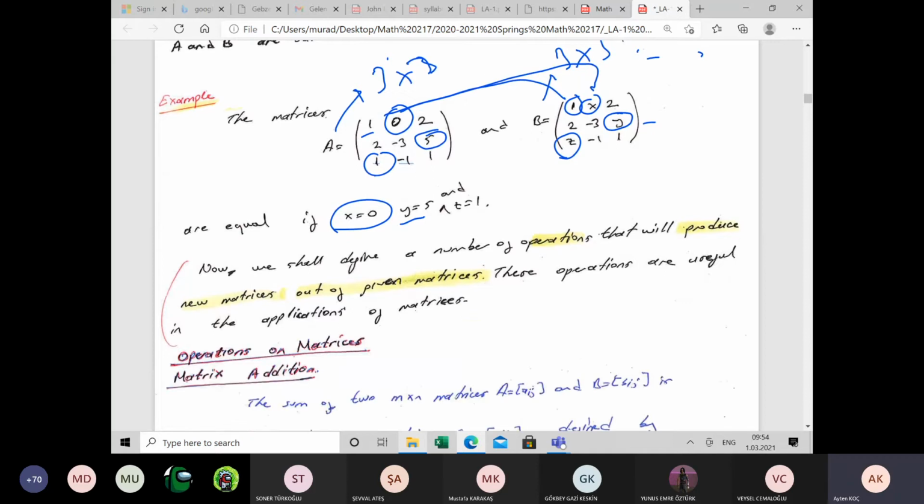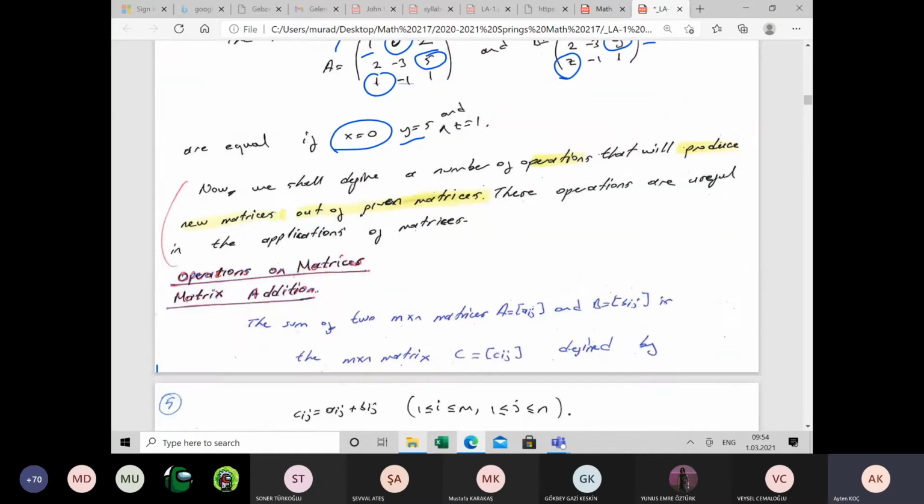Now our aim is to get new matrices. We have some matrices, and our aim is to get a new matrix. So how do we generate a new matrix? Let's define operations on matrices. The first operation is matrix addition.